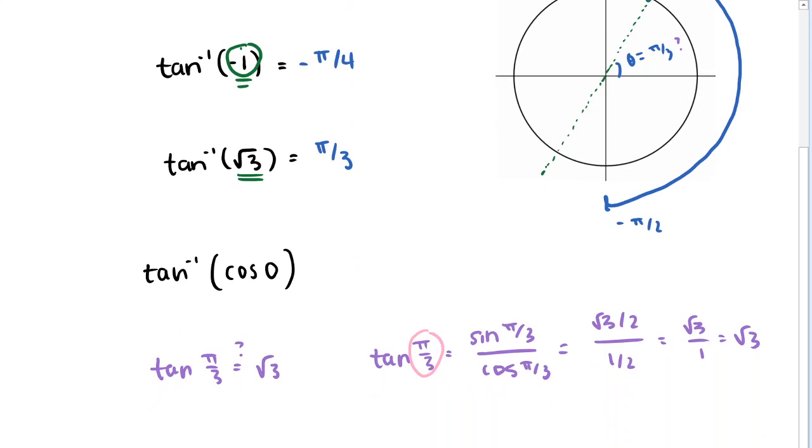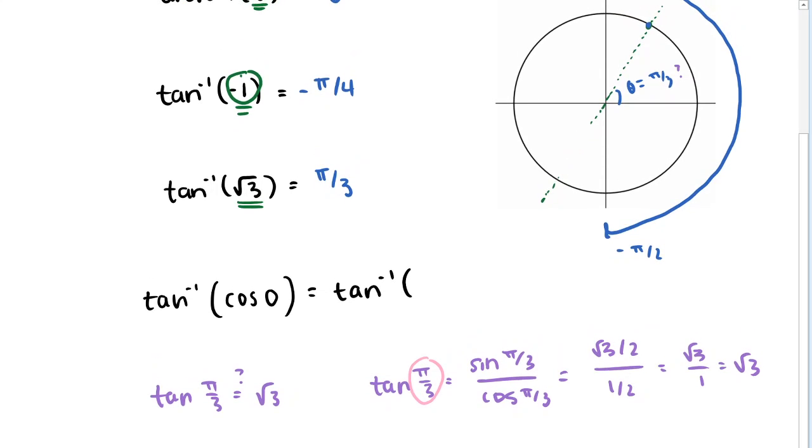Now what about tangent inverse of cosine of 0? Well, here we have to just take this one step at a time and work our way from inside out. So tangent inverse of cosine of 0, well, what's cosine of 0? Cosine of 0 is, I'll use our unit circle here. Right, cosine takes the x-coordinate on the unit circle corresponding to our input angle. The input angle is 0 here. And so the x-coordinate at this point corresponding to an angle of 0, that's 1. Right? So cosine of 0 is 1.